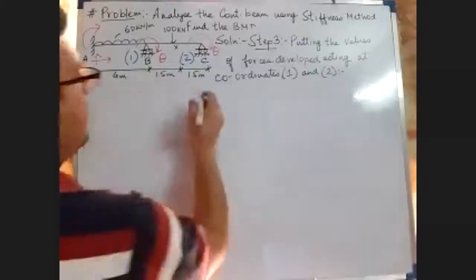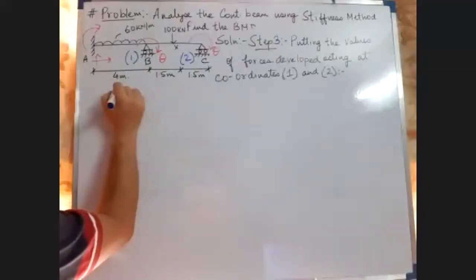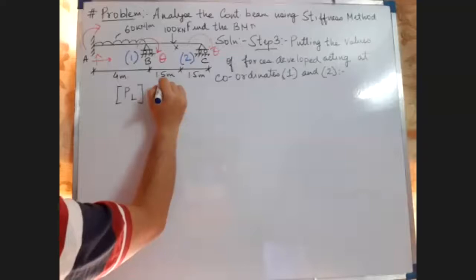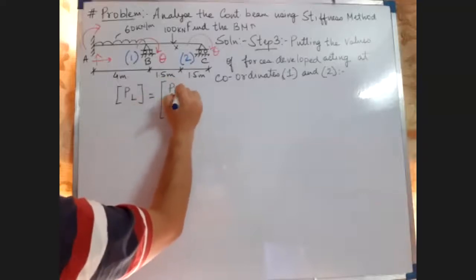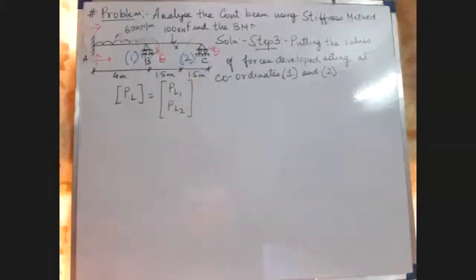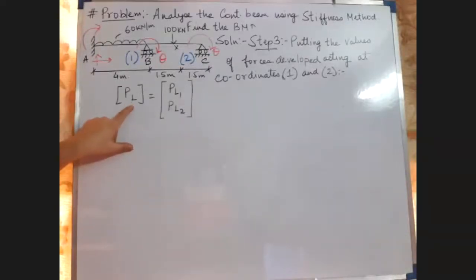So there will be a matrix, the PL matrix. We have two coordinates, so we will have PL1 and PL2. This PL is basically the matrix of forces due to external loading, the forces which are coming due to the displacement. So how will we calculate it?